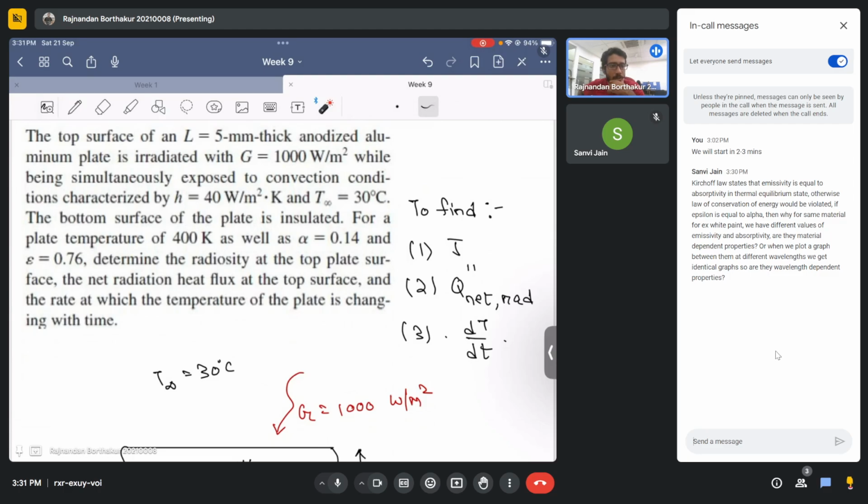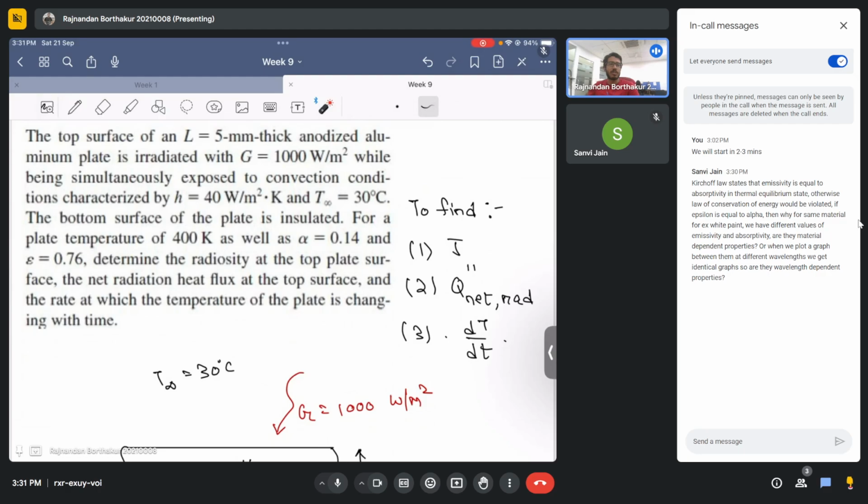Kirchhoff's law states that emissivity is equal to absorptivity in thermal equilibrium. Otherwise, the law of conservation of energy would be violated. If epsilon is equal to alpha, then why, for the same material, for example white paint, do we have different values of emissivity and absorptivity? Are they material-dependent properties, or when we plot a graph between them at different wavelengths, do we get identical graphs? So these are wavelength dependent.